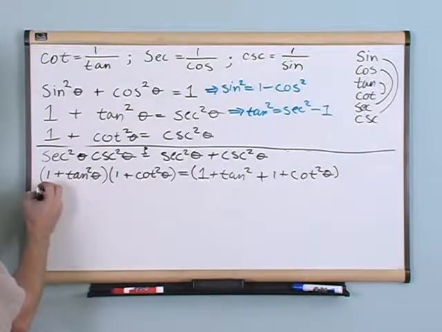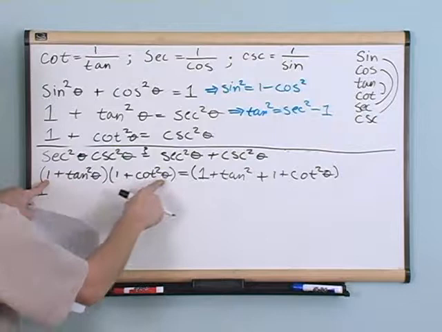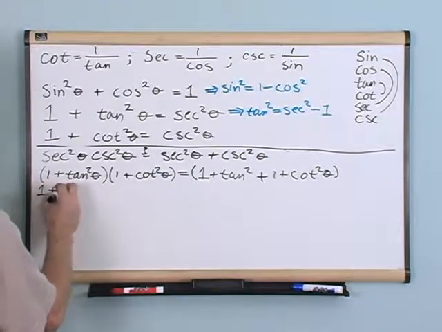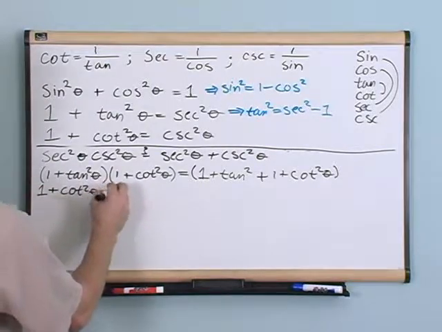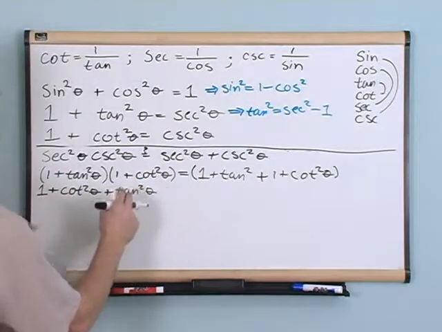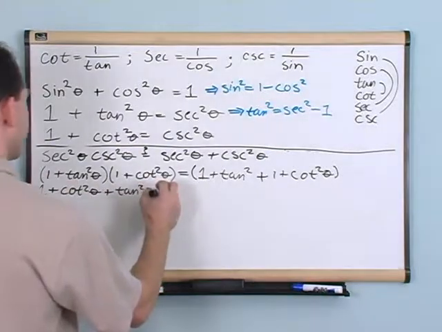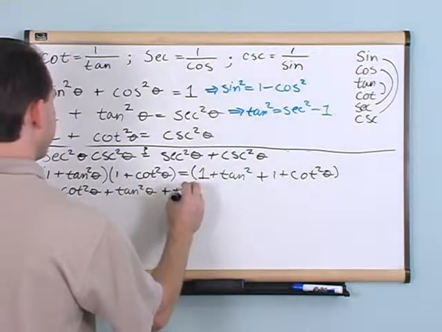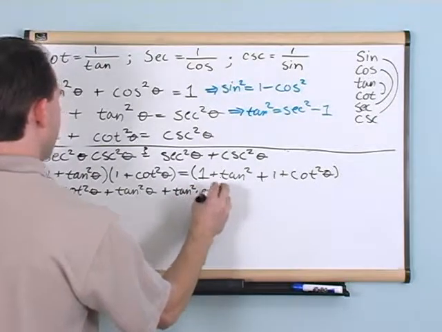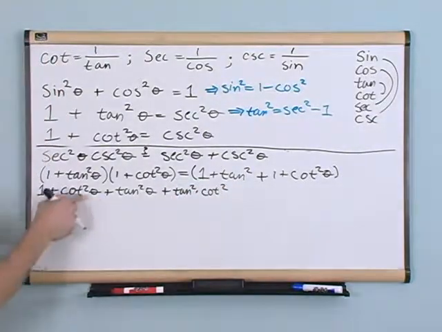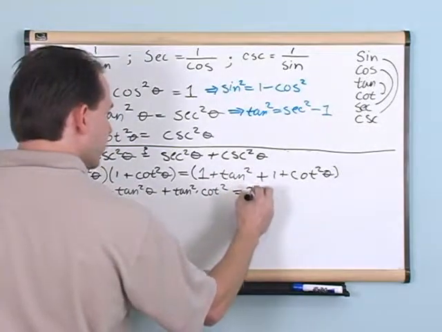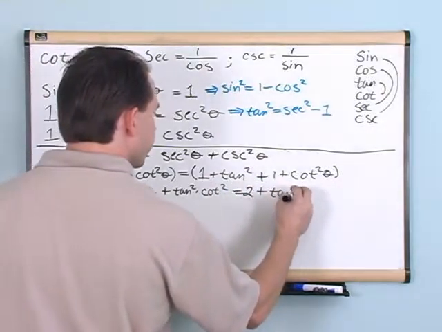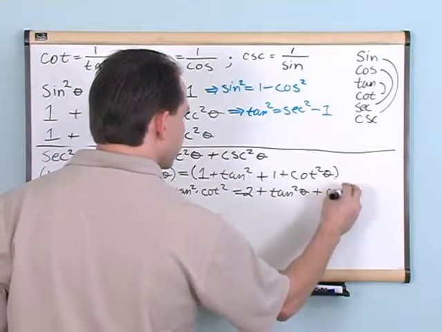1 times 1 gives me 1. The outside terms, 1 times cotangent squared is cotangent squared. Tangent squared times 1 is tangent squared. And the last terms, tangent squared times cotangent squared. Okay, all I did was write FOIL out. First term, outside, inside, last terms. And on the right, I'm just going to write this as 1 plus 1 is 2 plus tangent squared of theta plus cotangent squared theta.